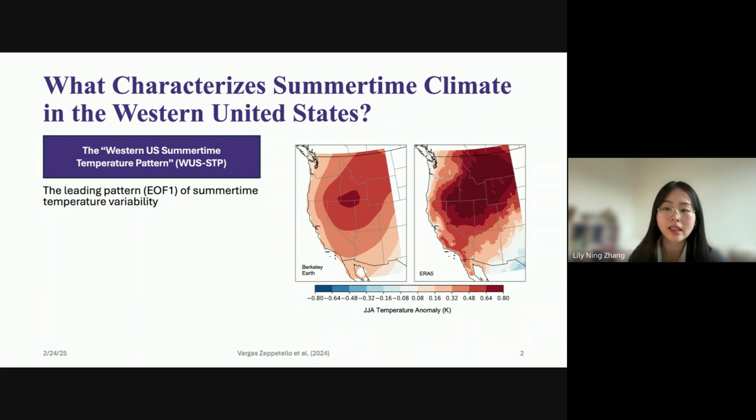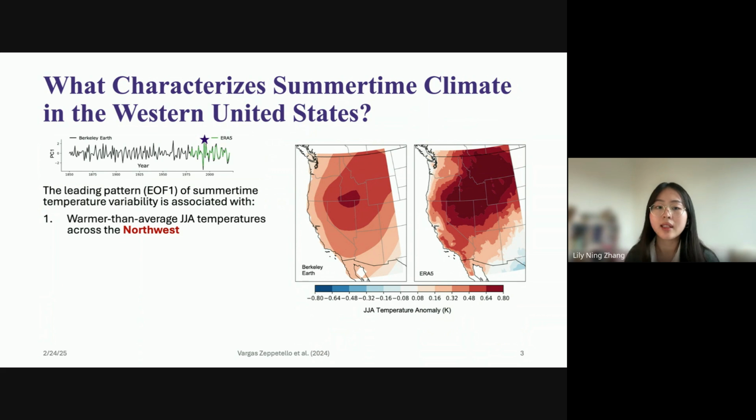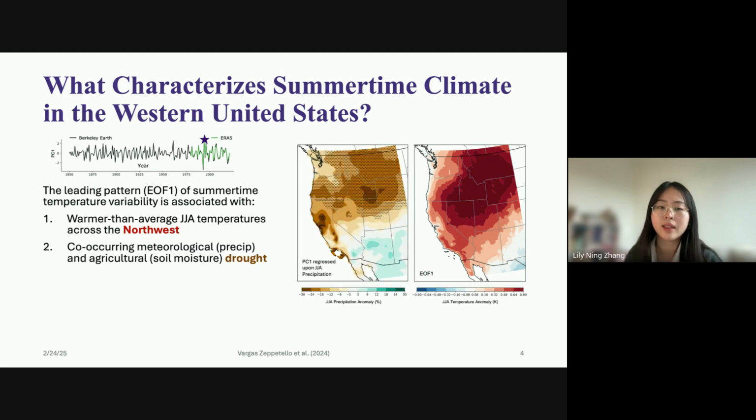And what we found in that study is that year-to-year variations in summertime temperature across this region are captured by the leading pattern I'm showing here on the right. We call this pattern the Western US summertime temperature pattern. The positive phase of this pattern is associated with warmer than average temperatures during the months of June, July, August across the domain, but particularly over the Northwest where it's really red there on the graph. The pattern's warm phase is also accompanied by negative precipitation and soil moisture anomalies during the summertime months over the Northwest.